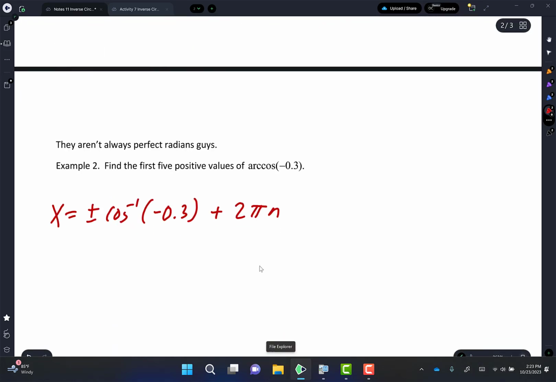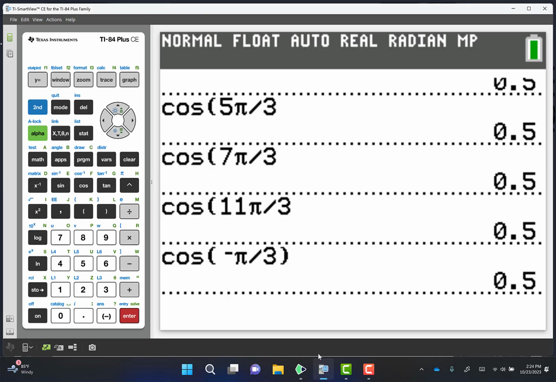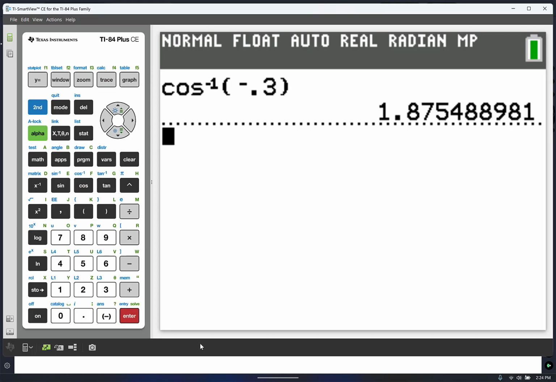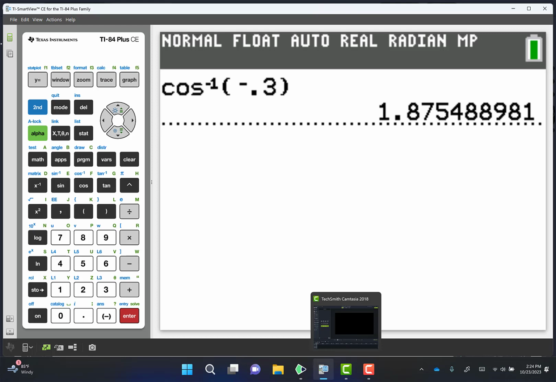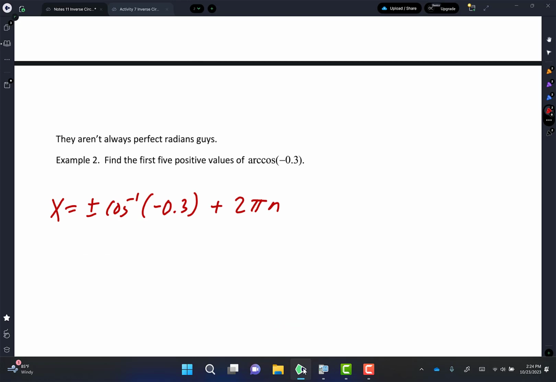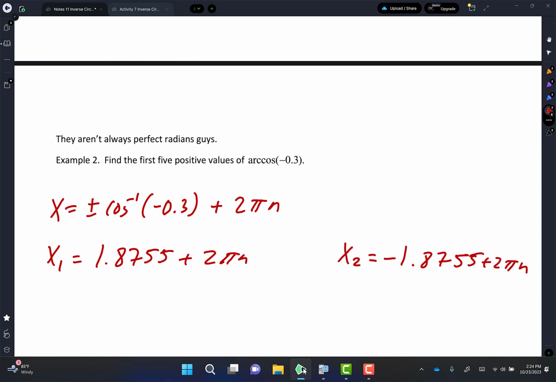I take my calculator, make sure it's in radian mode because we're in radians. I clear this, go second arccosine of negative 0.3, and push enter. I get 1.8754 if it's truncated, 1.8755 if it's rounded. So I'm going to write x1 equals 1.8755 plus 2 pi n. And x2 equals, instead of the positive one, the negative one: negative 1.8755 plus 2 pi n. That's rounded. Truncated would have been a 4.